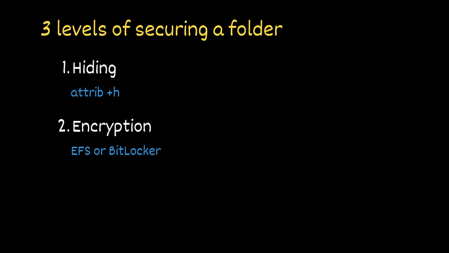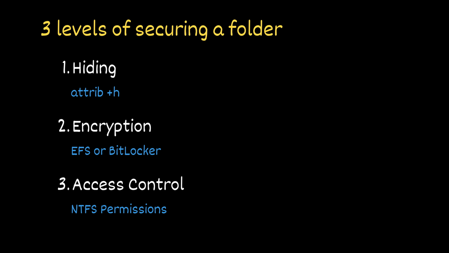The second level is encryption, using tools like EFS or BitLocker. This scrambles the data, so even if someone finds the file, they can't read it without the correct key. Encryption is ideal when you need to protect the confidentiality of sensitive data, especially on portable drives or in scenarios where files may be exposed to unauthorized users. For example, if someone steals your laptop and removes the hard drive, encryption ensures they cannot read your files without your password.